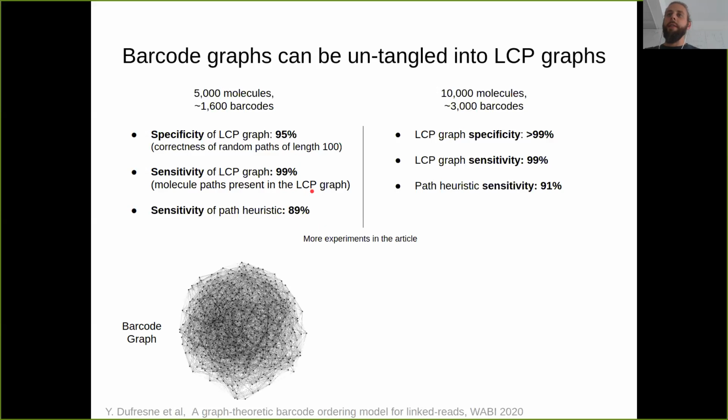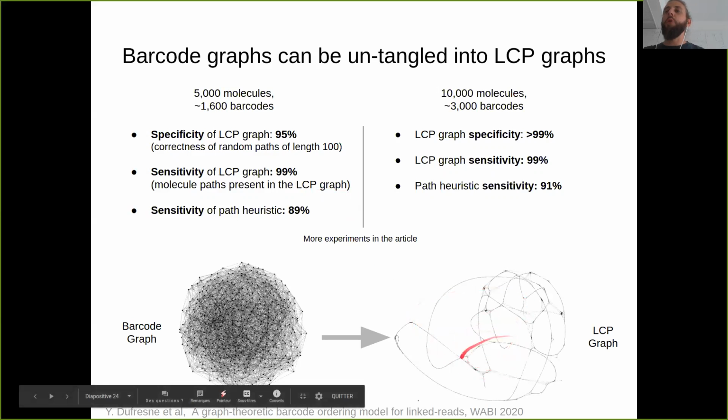To illustrate that, I want to show you this barcode graph that corresponds to, I think, the 5,000 molecules. And here on the right is the LCP graph that we created. It's very, very linear, and it looks like an almost complete genome.